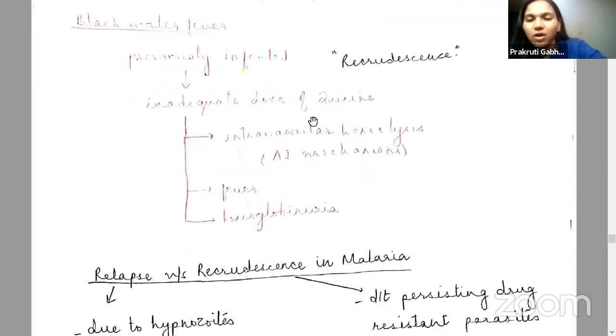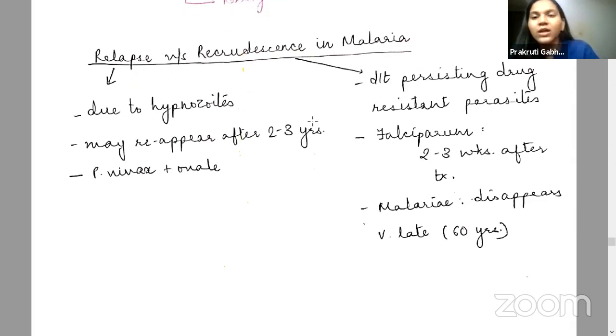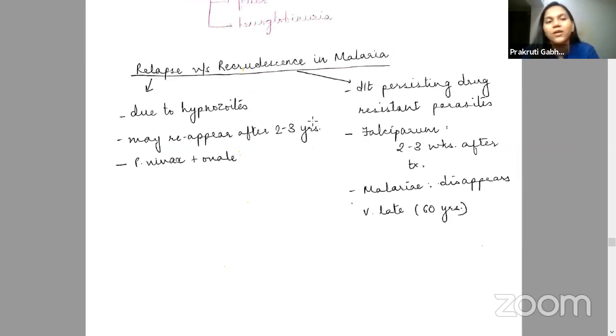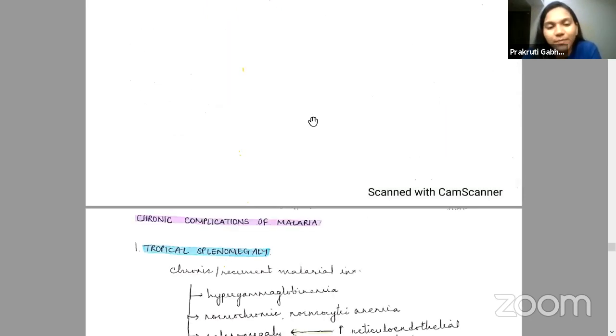Now, this gets us to the topic of relapse versus recrudescence, which was stressed quite a bit in microbiology last year. So relapse is what takes place from the hypnozoites in Plasmodium vivax and ovale infections in the liver, which we had discussed. And recrudescence takes place because of persistent drug-resistant parasites, usually seen in falciparum about 2 to 3 weeks after treatment. And in malariae, they are said to remain in the blood for about 60 years, the parasites. And hence it may lead to recrudescence.